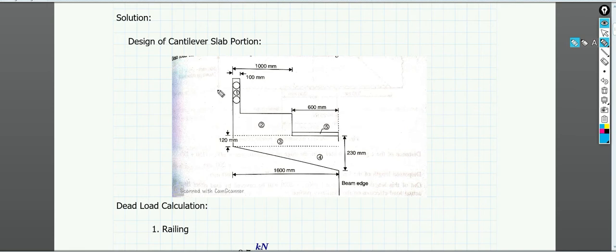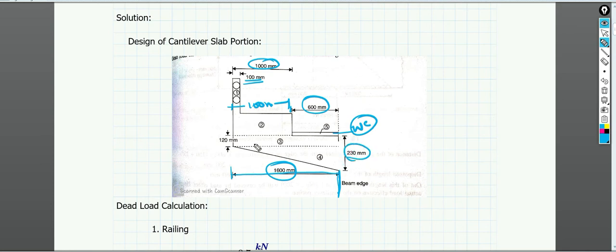So this is the cantilever portion, right? If I have to show you the different dimensions, the footpath is of 1000 mm. Here you can see from this side to this side, this distance is 1000 mm or 1 meter, and up to this edge of the beam we have a distance of 600 mm. So the total length of this cantilever portion is 1.6 meter. Okay, and the railing thickness is 100 mm over here. This is the wearing coat, and this is 120 mm, and at this end we have 230 mm. We have seen this already in the previous drawing.